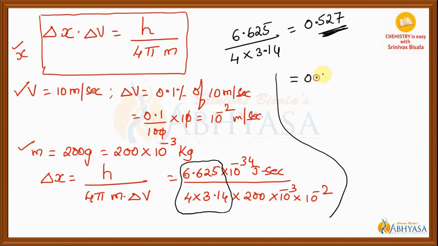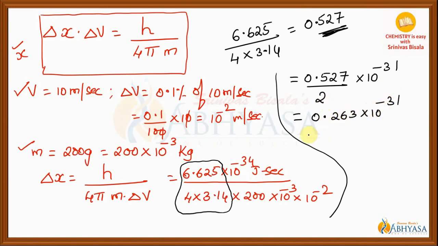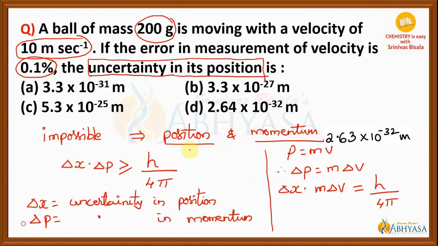So it becomes 0.527, and this is 10 power minus 5 multiplied by 100, so it will be 10 power minus 3, and the remaining is 2. And 10 power minus 34 and in the denominator 10 power minus 3, it becomes 10 power minus 31. Simply divide by 2 and you will get the answer. So it is 0.263 into 10 to the power of minus 31. Shift the decimal to the right hand side and you will get the answer. So our answer is option D, isn't it?